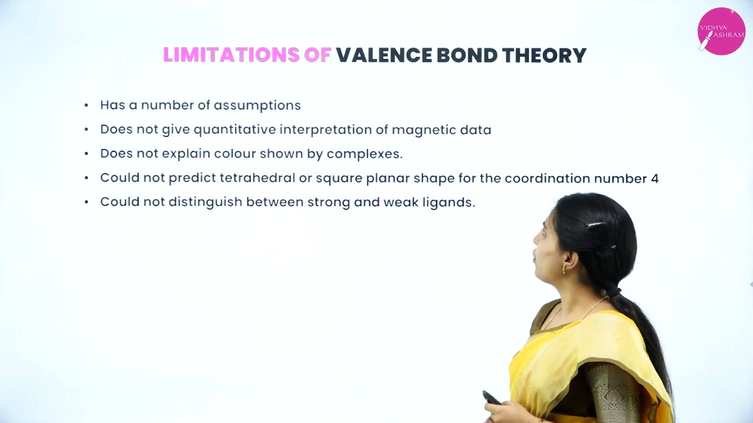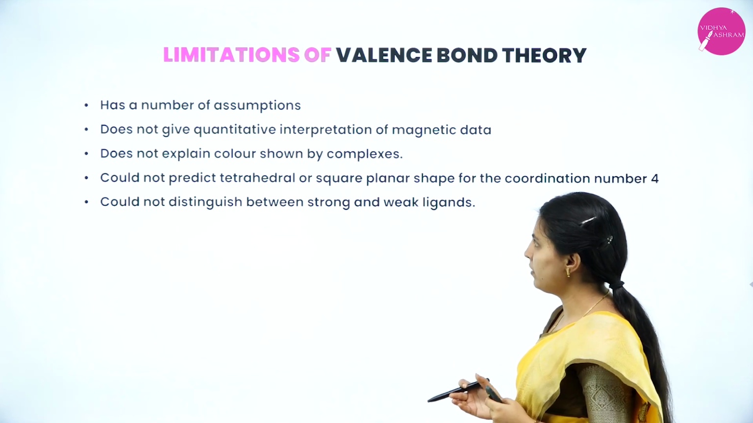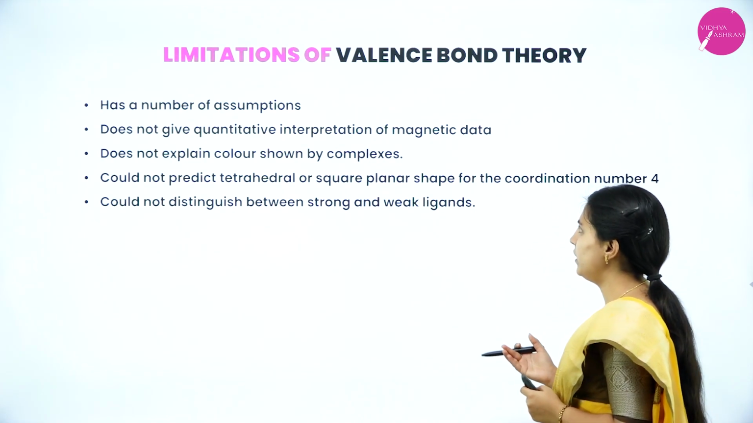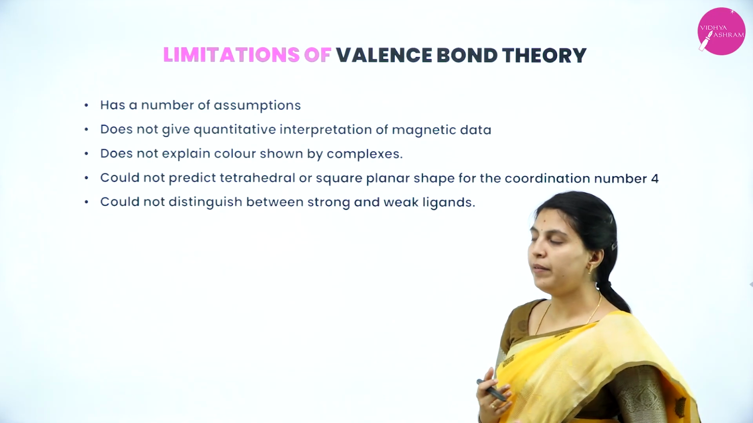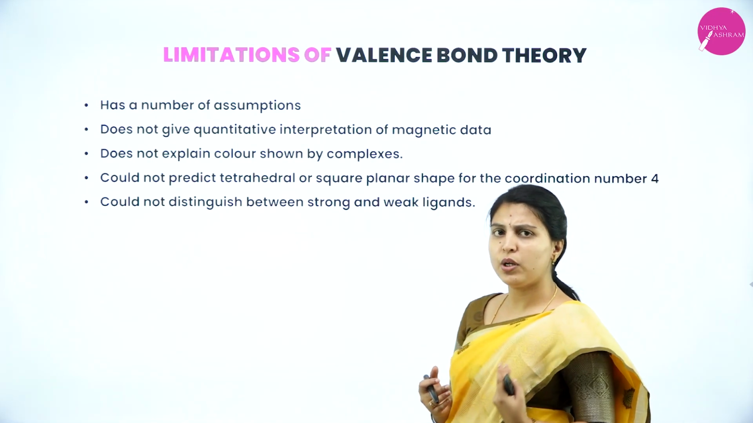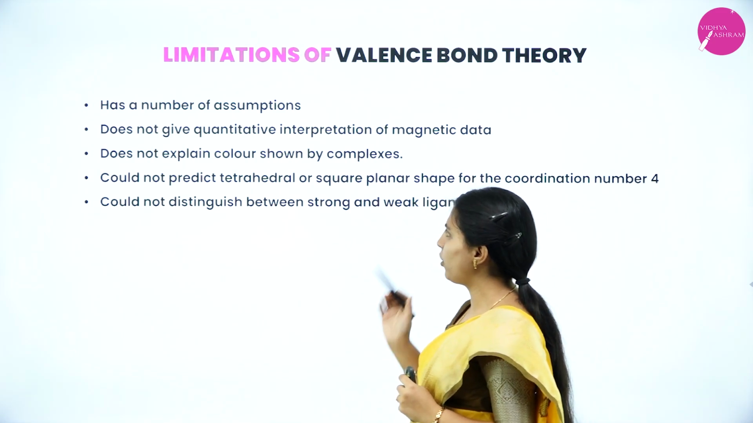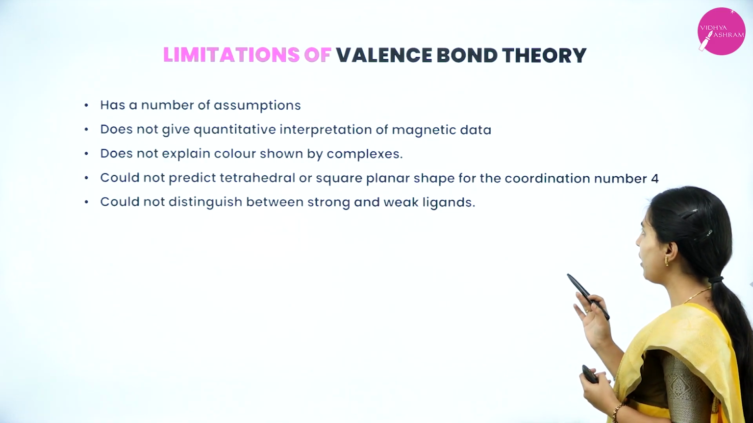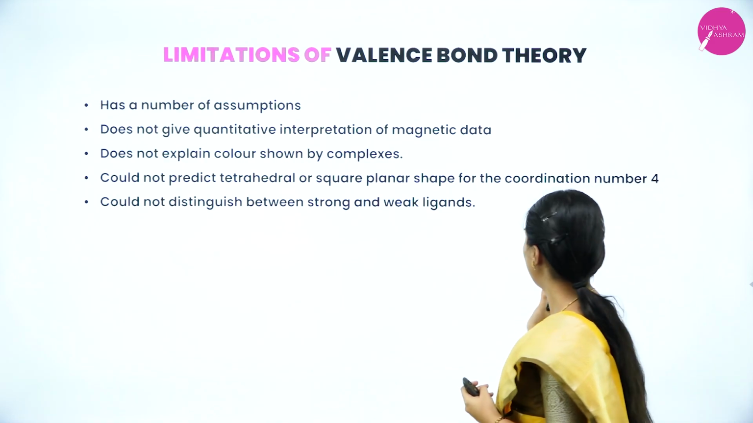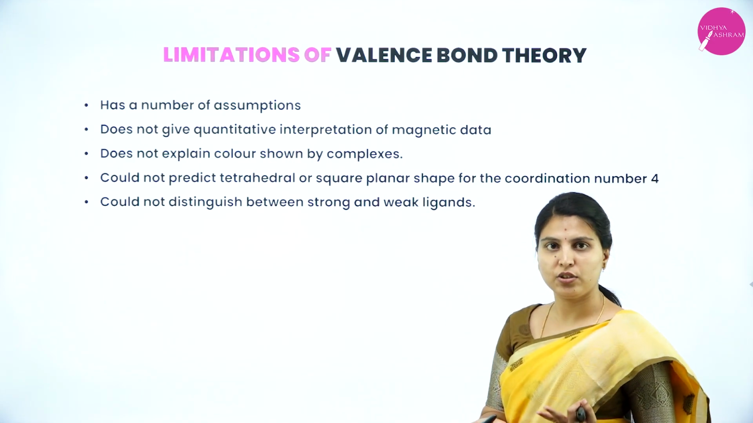Okay, limitations of valence bond theory. It has a number of assumptions, does not give quantitative interpretation of magnetic data, does not explain color shown by complexes, could not predict tetrahedral or square planar shape for coordination number 4, and could not distinguish between strong and weak ligands also.